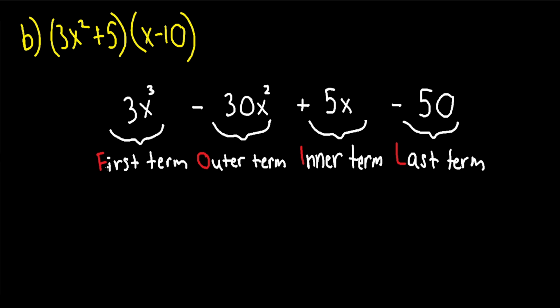So the first term is the multiplication between 3x squared and x squared. So the first terms in both binomials. And so that's going to be just 3x cubed. And now for the outer term, it's the outer term of both binomials, so 3x squared, multiplied by negative 10, and that's going to be negative 30x squared. Now for the inner terms, we're looking for the inner terms of the binomials, which is 5 and x. So 5 times x is just 5x. And the last terms, as you can tell, is just 5 times negative 10, which is negative 50.